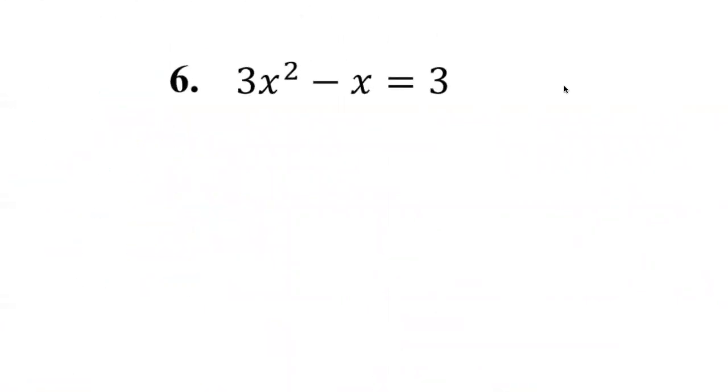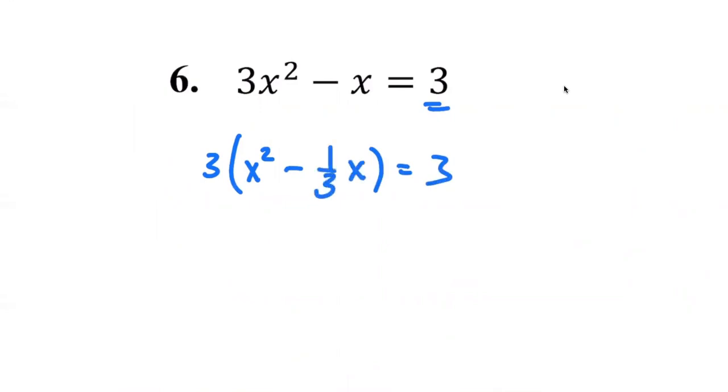Same thing with number 6, the number 3 right here, it's already on the right-hand side, but we do see a little nasty scenario. That is, we've got to factor the 3 on the left-hand side. So what would you have for the x term? Well, that's going to be 1/3, because 3 times 1/3 gives you the 1 over here. And then you go ahead and divide by 3 on both sides.